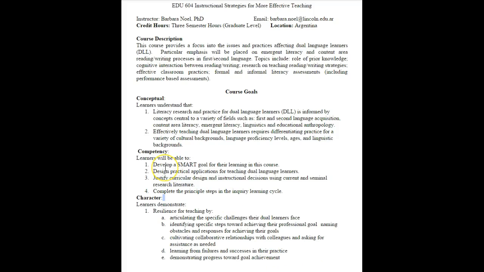Hello, everyone. Just wanted to remind you of some of the elements of our course that are based on the CGC framework, and also to let you know what comes next.